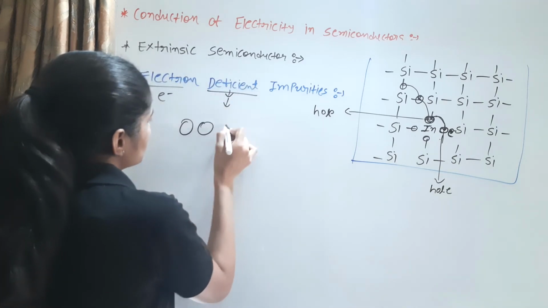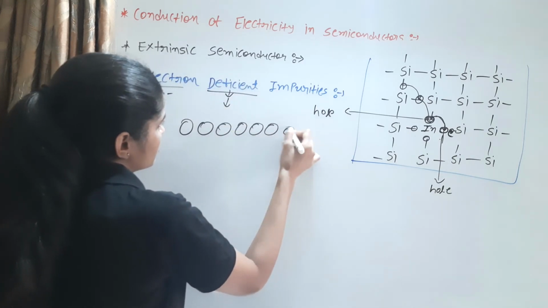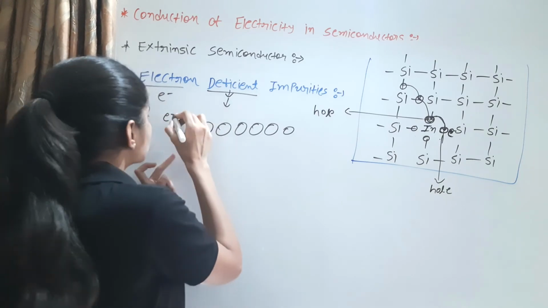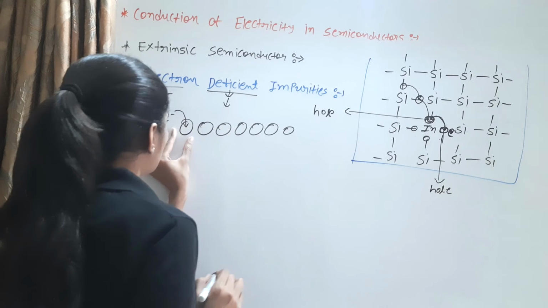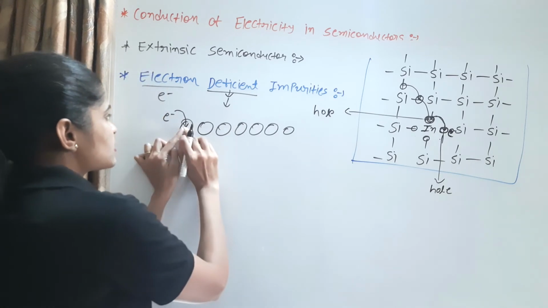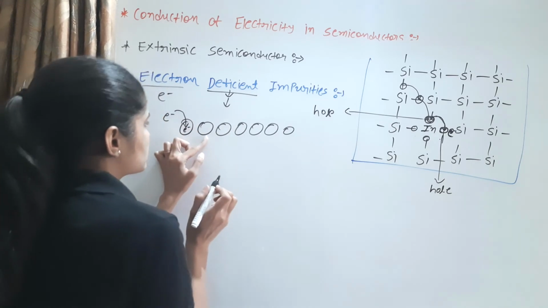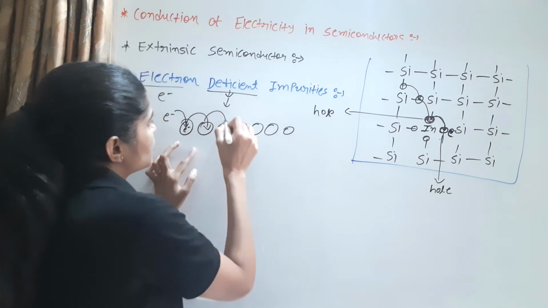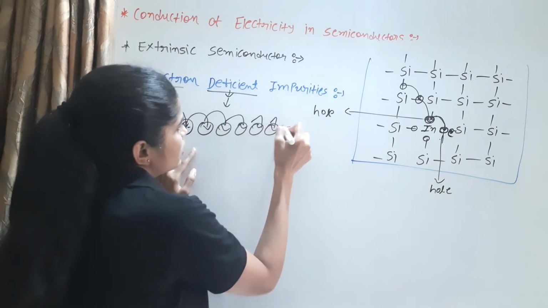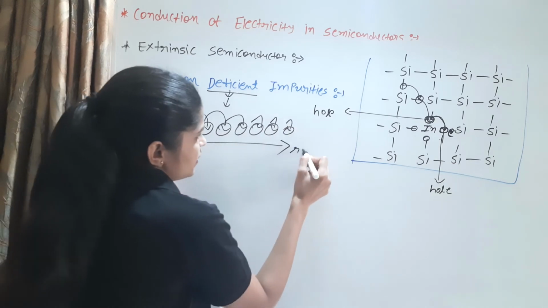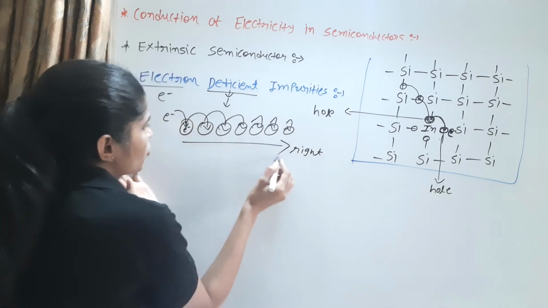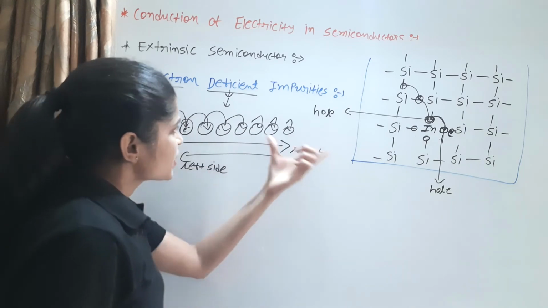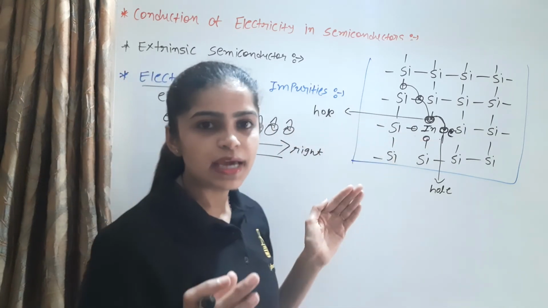For example, when this electron and this hole, this first occupies this space. The electron has a negative charge, the hole has a positive charge. So this electron comes to this hole. That way, the electron comes to the right side and the hole is produced on the left side. So electron and hole move in opposite directions.